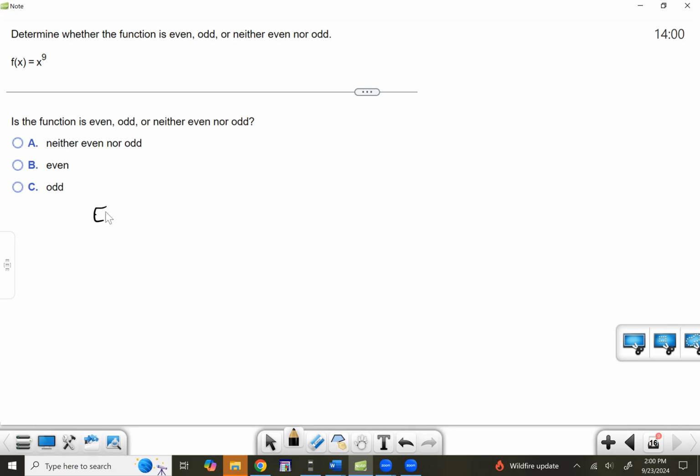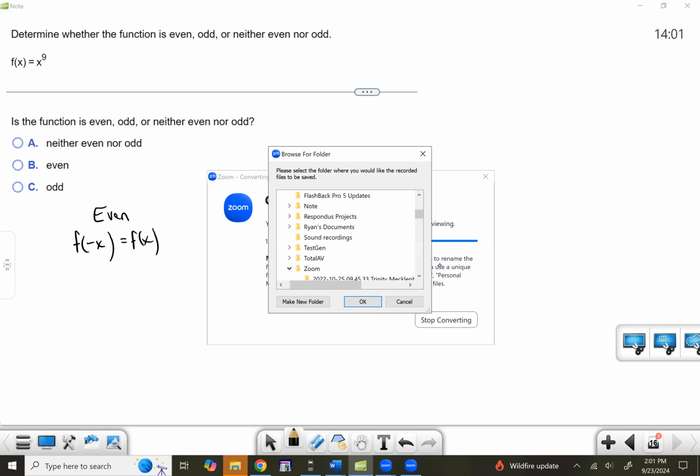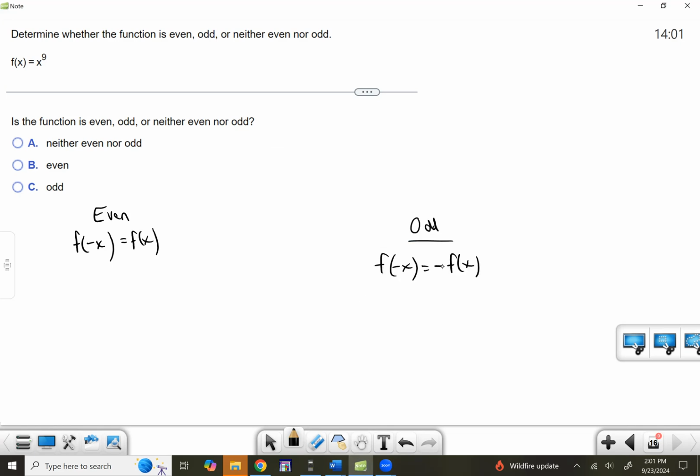For even, when you plug in a negative x for the x, you should just get the original equation f of x back. For odd, when you plug in a negative x for x, you're not going to get the original f of x back. You're going to get the opposite of it. In other words, all the signs should be changed. This is what you want to take out of this section. So let's go in here and test this.